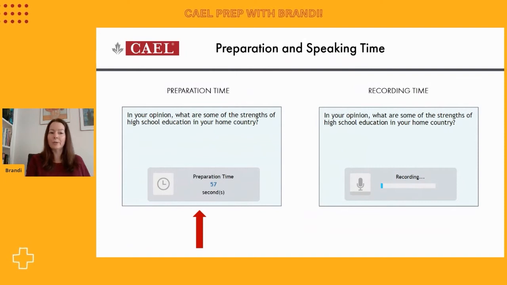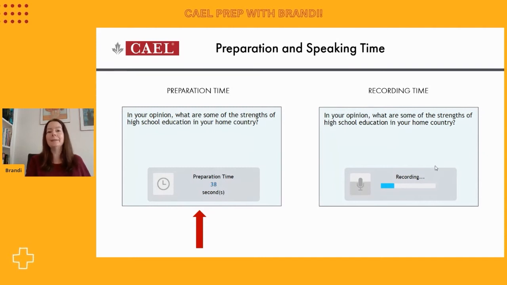So when you start your question, that preparation time clock is going to start counting backwards. And as soon as it reaches 0, you're automatically going to start recording your answer. So this preparation time will include the length of time it takes for you to read the question, and then you're starting to think about your answer.